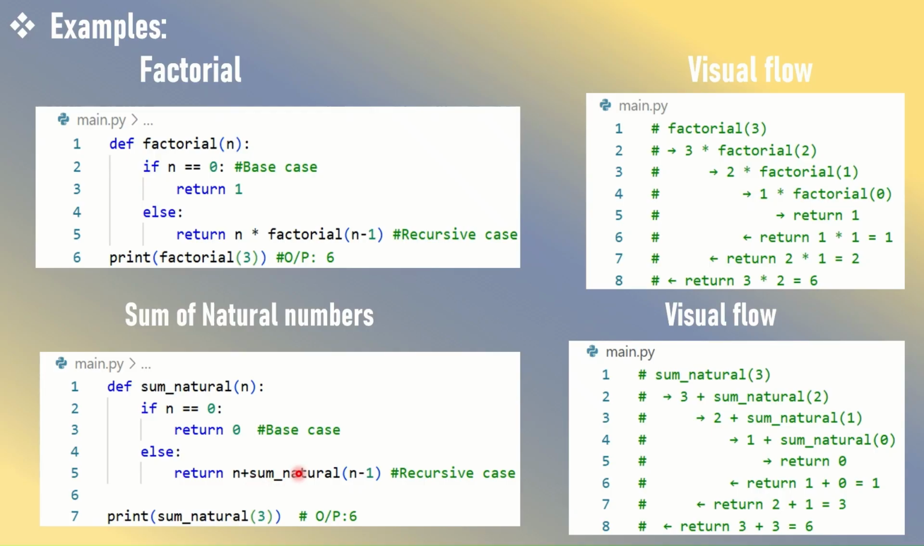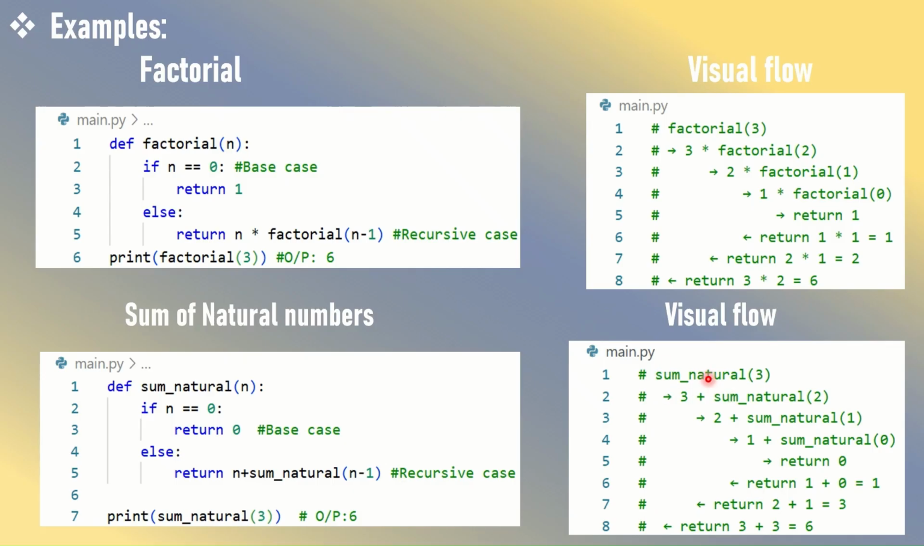Suppose the n value is 3, up to that number we would like to add all the numbers back, right? So 3 plus 3 minus 1, 2. Like that we need to add, right? So n plus the sum of n minus 1. This comes under the recursive case, and then finally the function call will happen by passing the value to the function. Now let's see the visual flow of it.